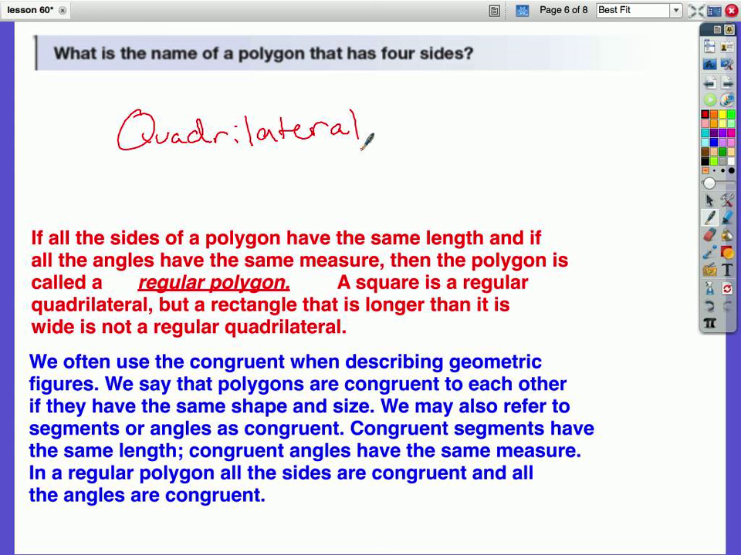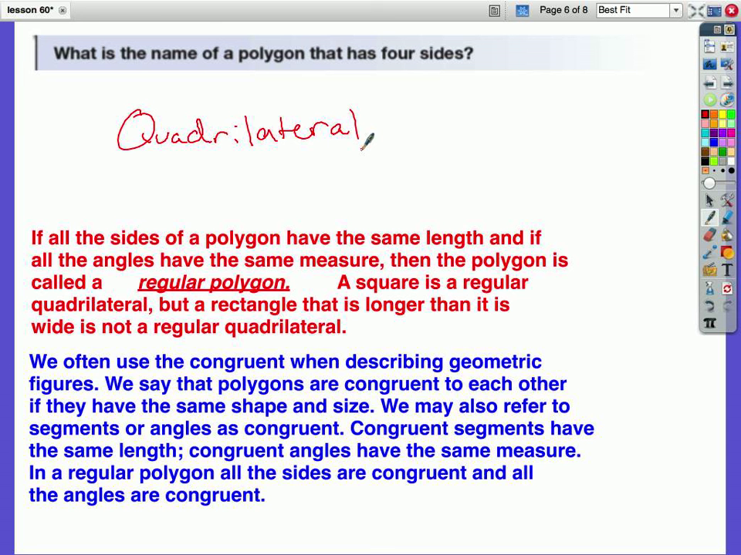If all the sides of the polygon have the same length, and if the angles all have the same measure, then it's a regular polygon. Like we said before, a square is a regular quadrilateral, but a rectangle that is longer than it is wide is not a regular quadrilateral.